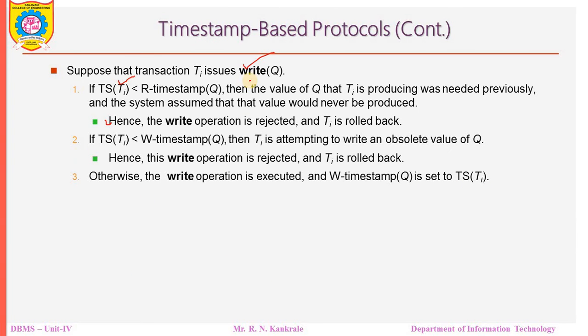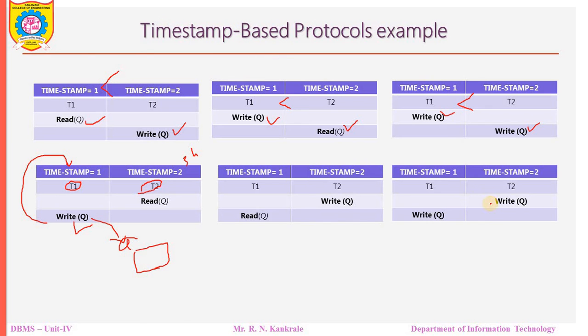The next case is T1 wants to write and somebody has already updated the value of Q. In that case, shall we allow this Ti or not? Let us understand this write conflict. T1 has arrived before T2, meaning 1 is less than 2. T2 has updated the value of Q, meaning the write timestamp of Q is 2. Now T1 wants to update the value of Q, and it will not be allowed.